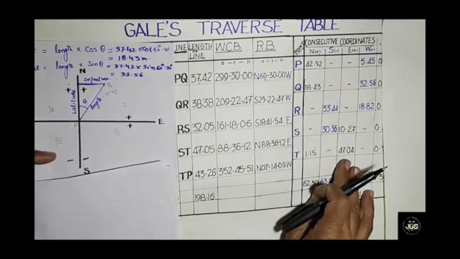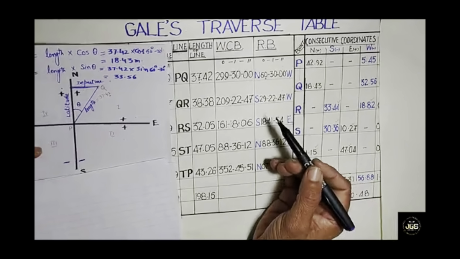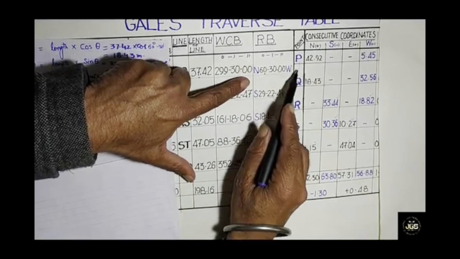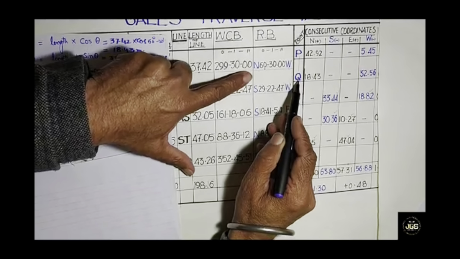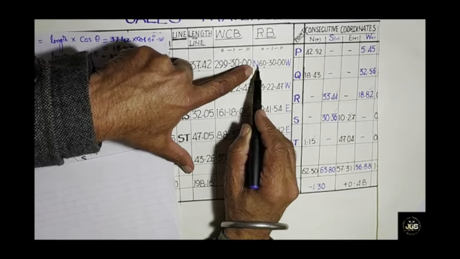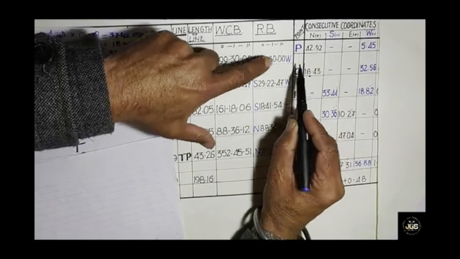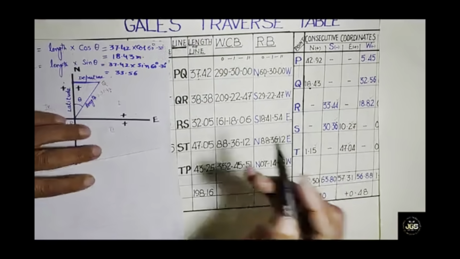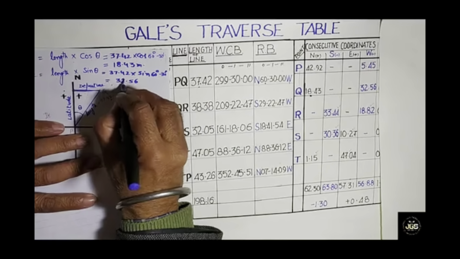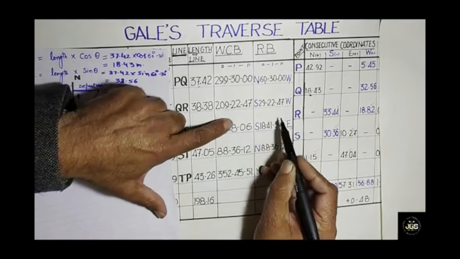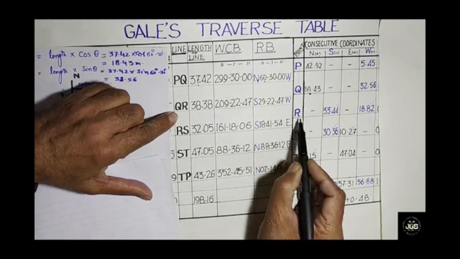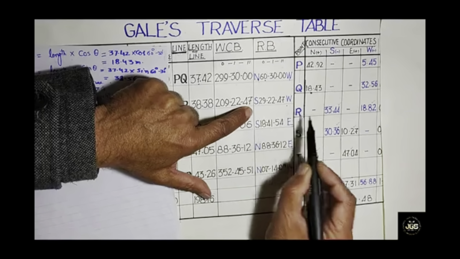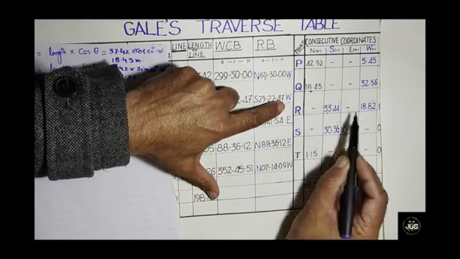You can see these are the results of the latitudes and departures of the different lines. One thing is very important that you should keep in mind. When you calculate the latitude and departure of line PQ, the length of line PQ is considered, and the latitude and departure of point Q will be recorded in the north and west columns, 32.56. Then when we consider the length of line QR, it provides the latitude and departure of point R. Here the columns will be south and west. You will record the latitude in the south column and departure in the west column.